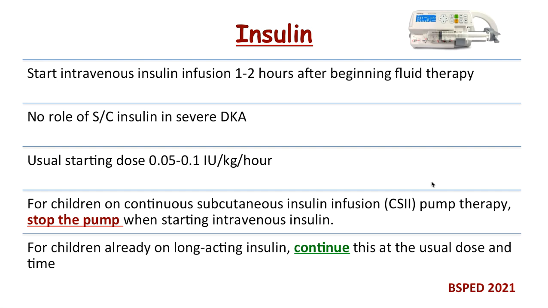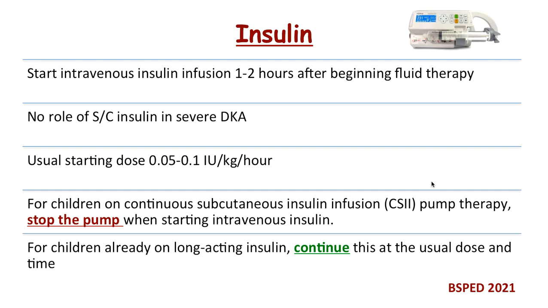There is no role of subcutaneous insulin when you are managing a case of severe DKA. However, mild to moderate DKA can be managed with subcutaneous insulin as well. The usual starting dose is 0.05 to 0.1 international unit per kg per hour. Again, there are studies which say that there is no difference in the ultimate outcome of the patient whether you start with this lower dose of 0.05 or you begin with a dose of 0.1, right?